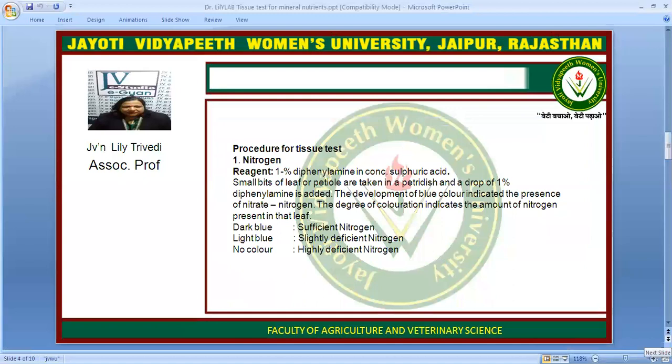Now the different tests. For nitrogen, the reagent is 1% diphenylamine in concentrated sulfuric acid. Small bits of leaf or petiole are taken in a petri dish and a drop of 1% reagent is added. The development of the color indicates the nitrate or the nitrogen, and the degree of the coloration indicates the amount. If there is a dark blue, sufficient nitrogen is present. Light blue, slightly deficient nitrogen, and no color shows highly deficient nitrogen.